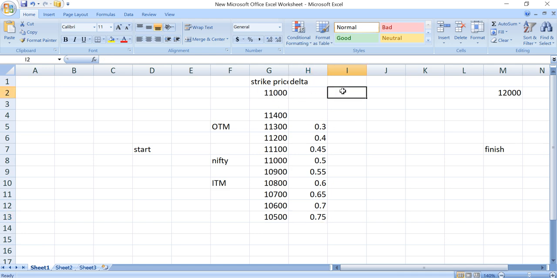For example, if Nifty moves 100 points, then this 10,500 will move 75 points, and 600 will move 70 points. This 700 will move 65 points, and this 10,800 will move 60 points. Hope you are getting the idea of what I am telling you. With a 100-point movement, how much will the option move? That is basically the delta we are talking about.